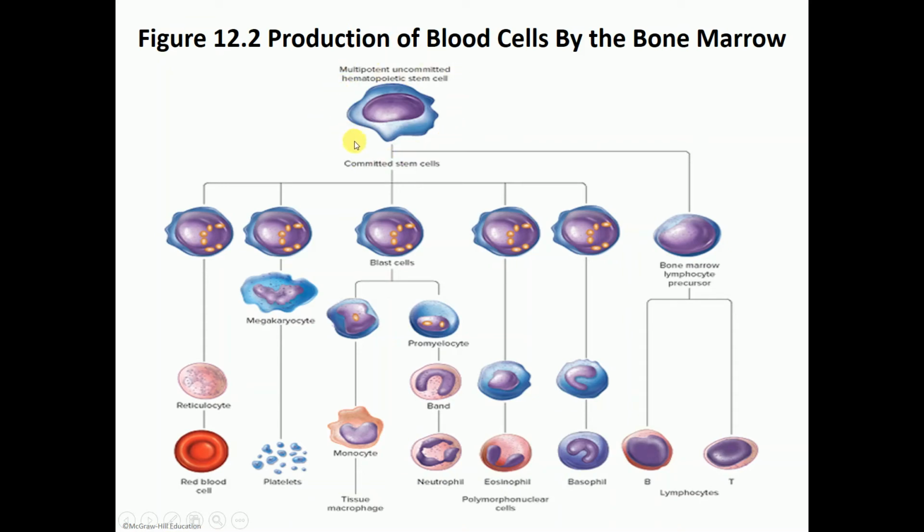Or that uncommitted stem cell will differentiate to become what is known as a myeloid stem cell. And a myeloid stem cell can become either a red blood cell or platelets or the remaining 4 kinds of white blood cells, which are monocytes, neutrophils, eosinophils, or basophils. Okay, so now I would like to get to a point where we introduce a brief introduction to each of these cells.